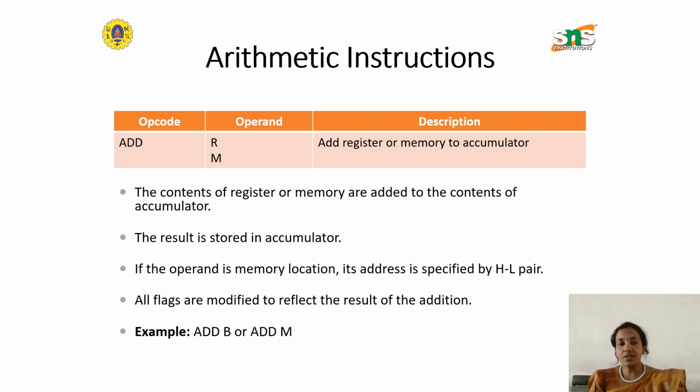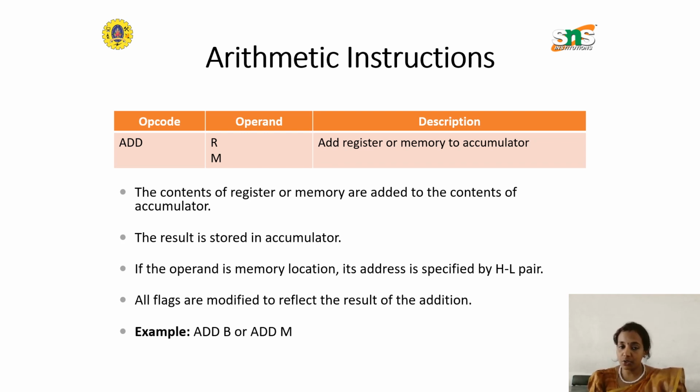So the first instruction is ADD R. ADD R means add the register with the accumulator. So here we are not mentioning any A. Accumulator we didn't mention. But it means that the register content is to be added with the accumulator content. So that is one instruction.